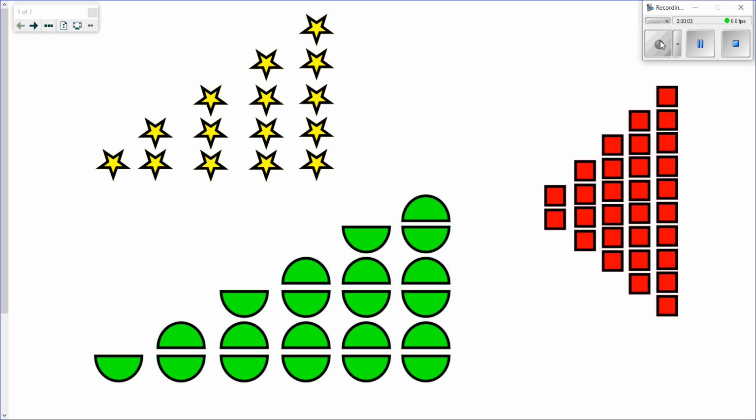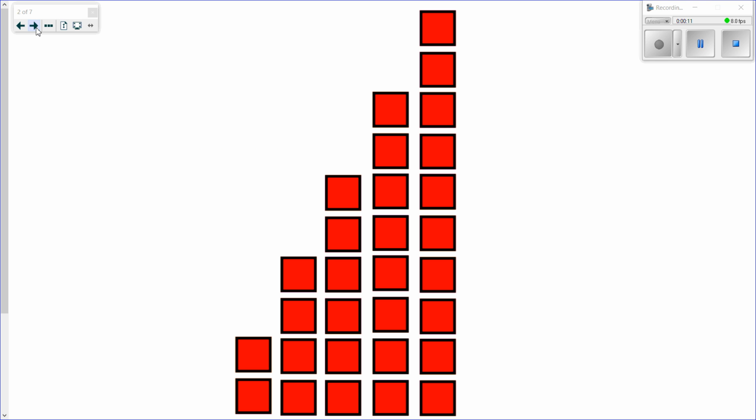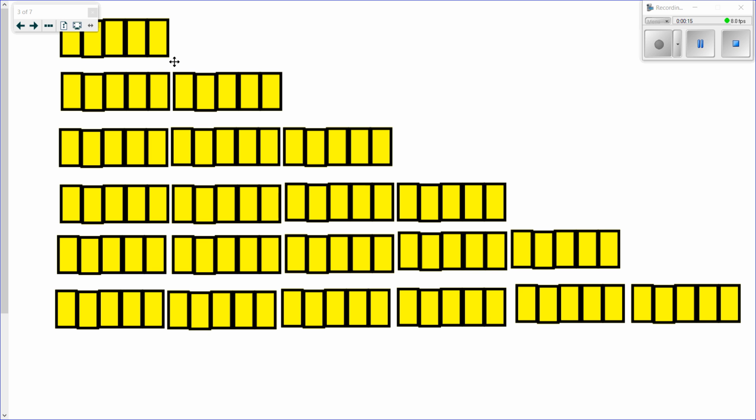Hello, grade twos. We're continuing to talk about increasing patterns and filling in the blanks. So you'll remember these patterns where we increase by one, this one where we increase by two, and today I'm showing you how you can increase by five.